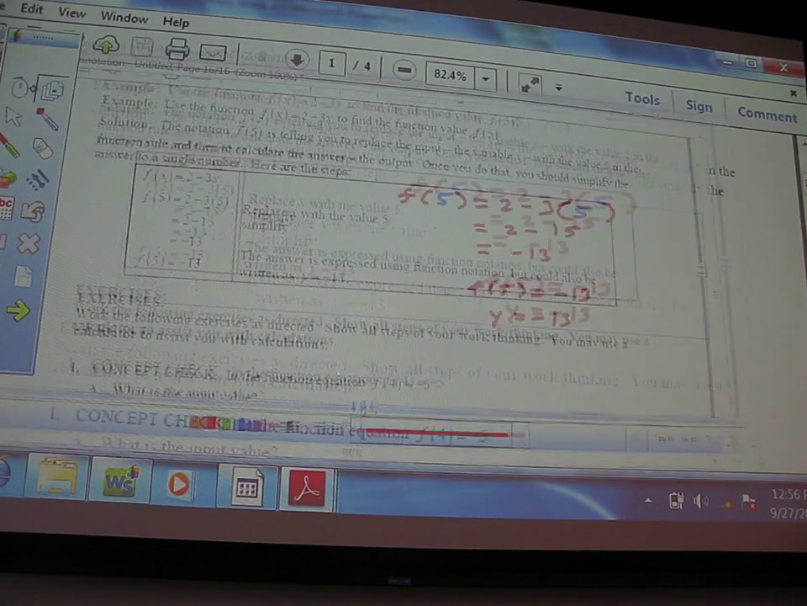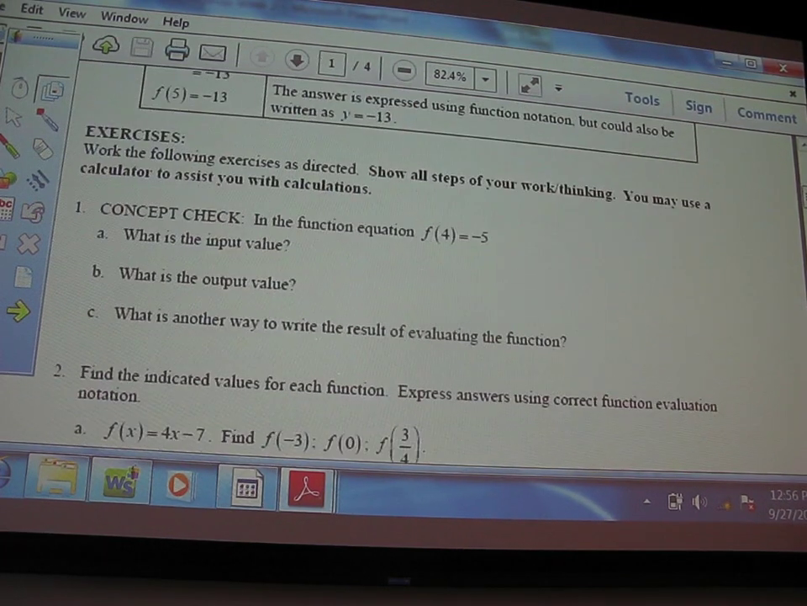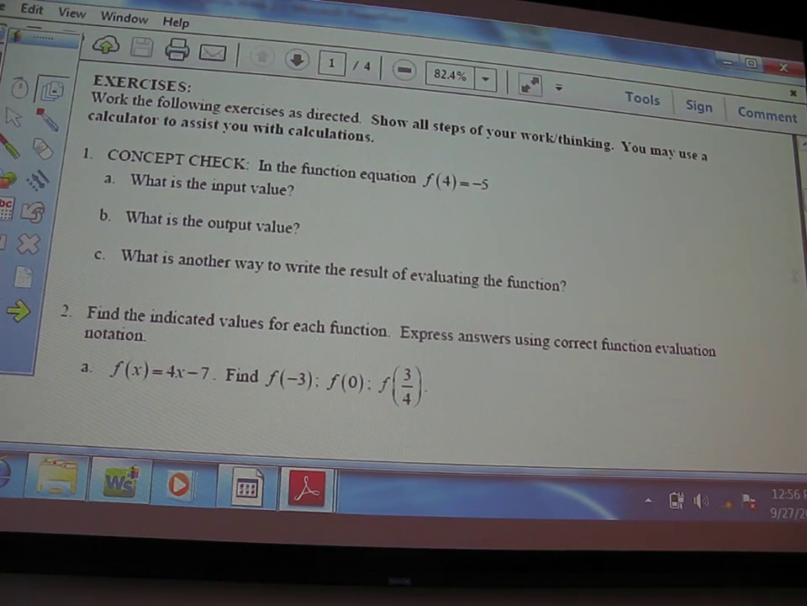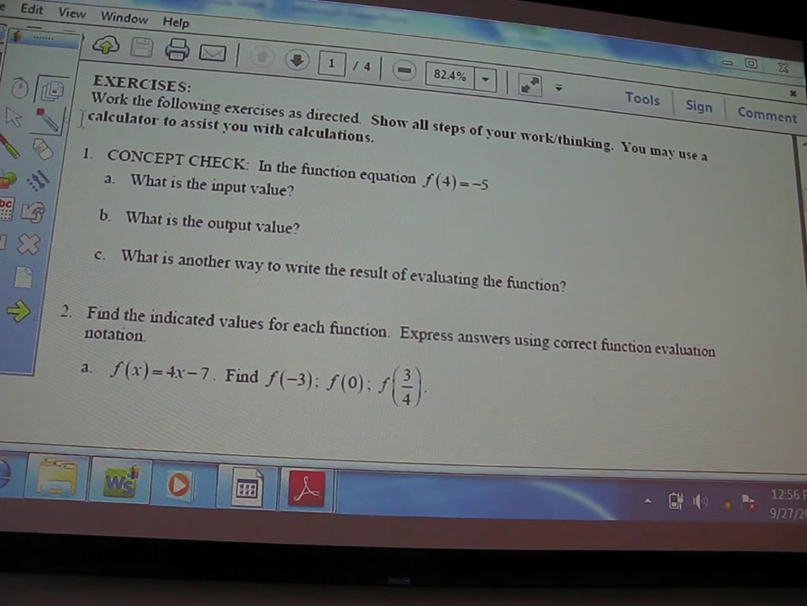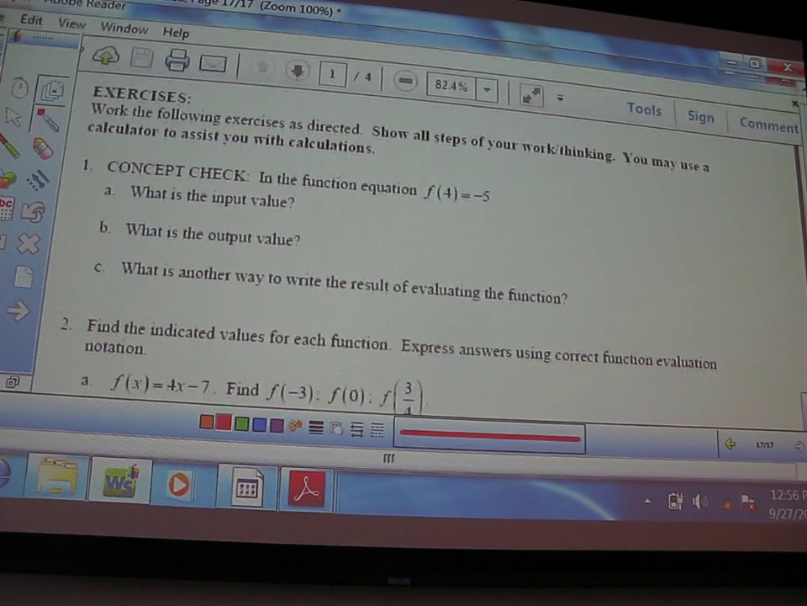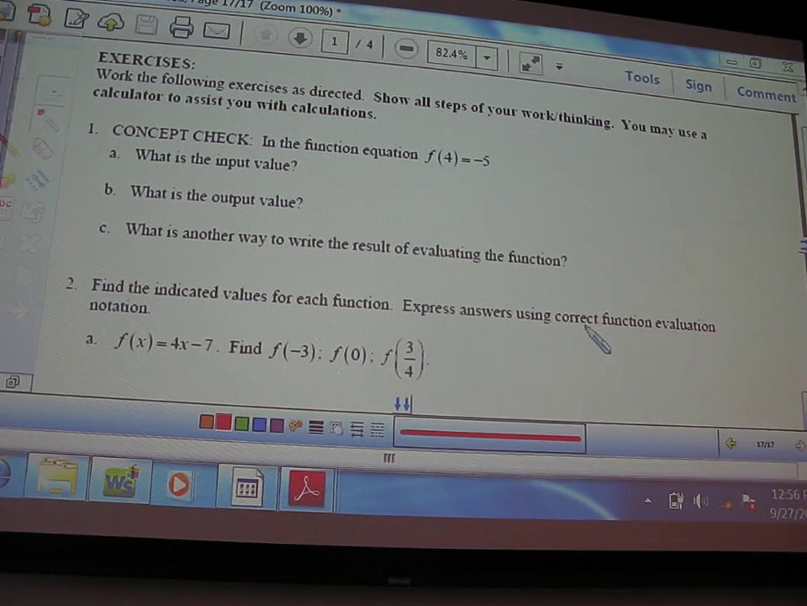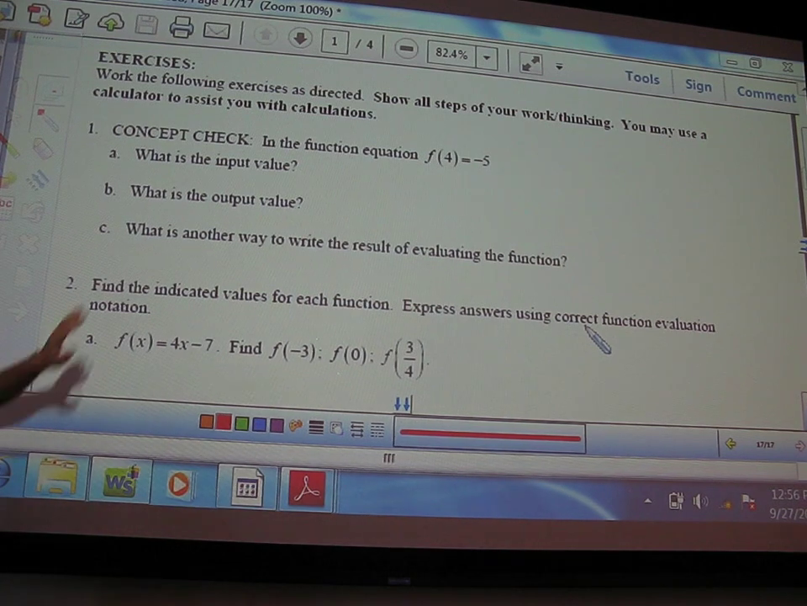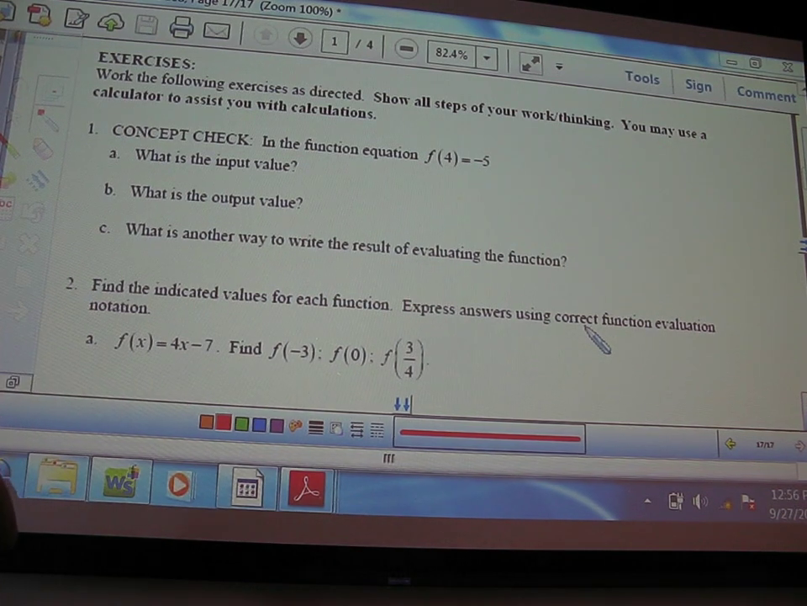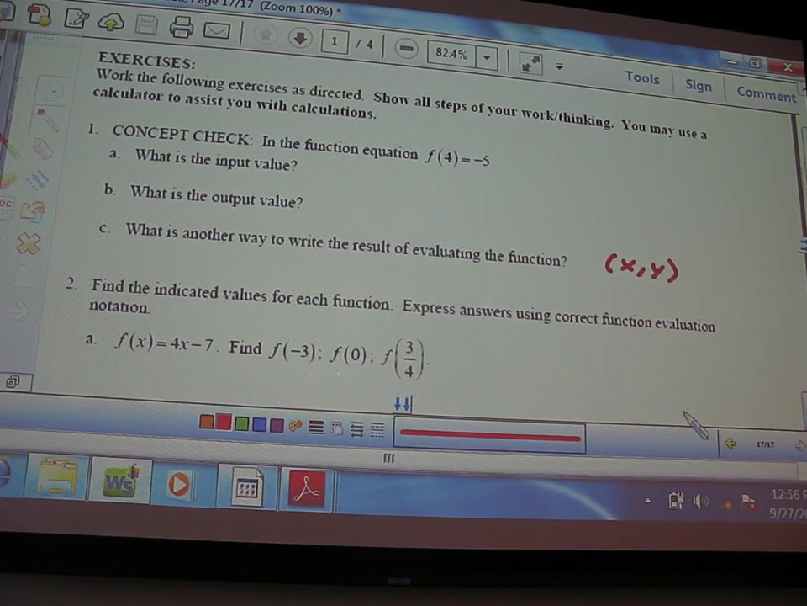All right, take a look. In this first one, what's my input value and what's my output value? Think about value being a number. So what number is my input? What number is my output? Write those in. And then what's another way of writing the evaluated function? I'll give you a hint: remember x comma y. Using x comma y, figure out a way to rewrite it that way.